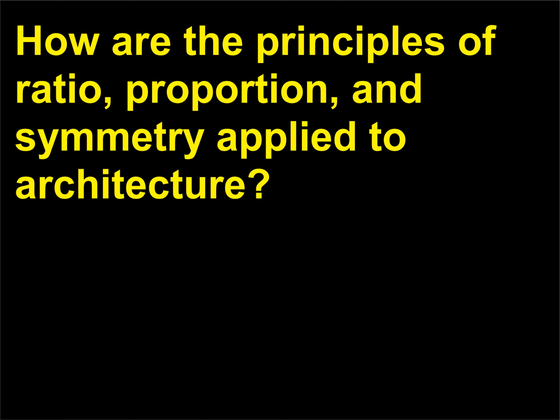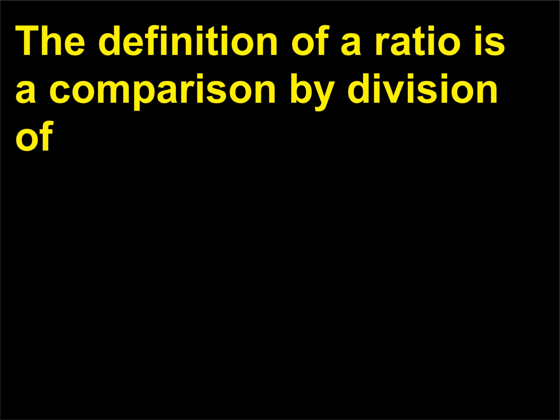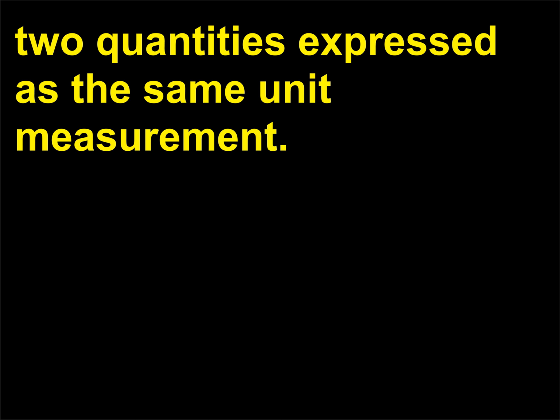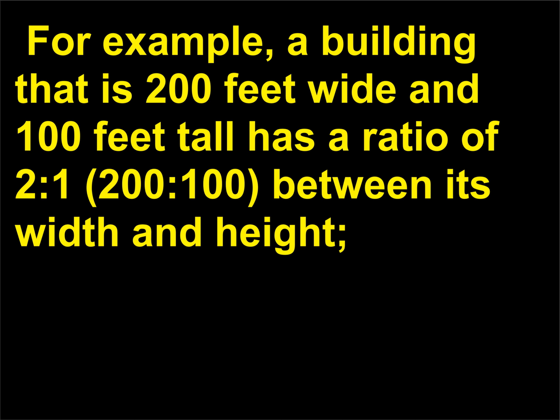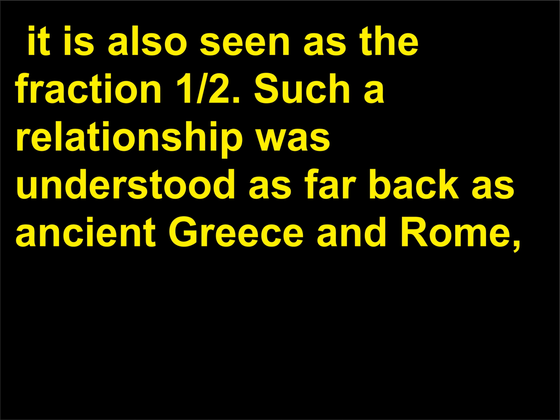How are the principles of ratio, proportion, and symmetry applied to architecture? The definition of a ratio is a comparison by division of two quantities expressed as the same unit measurement. For example, a building that is 200 feet wide and 100 feet tall has a ratio of 2:1, 200:100, between its width and height. It is also seen as the fraction 1/2.